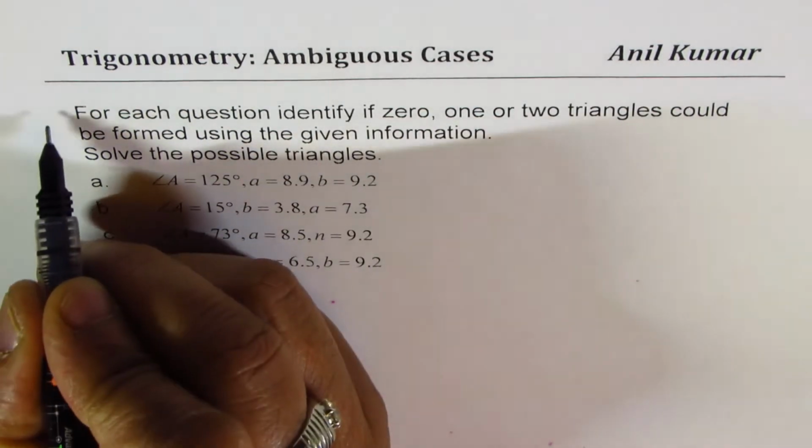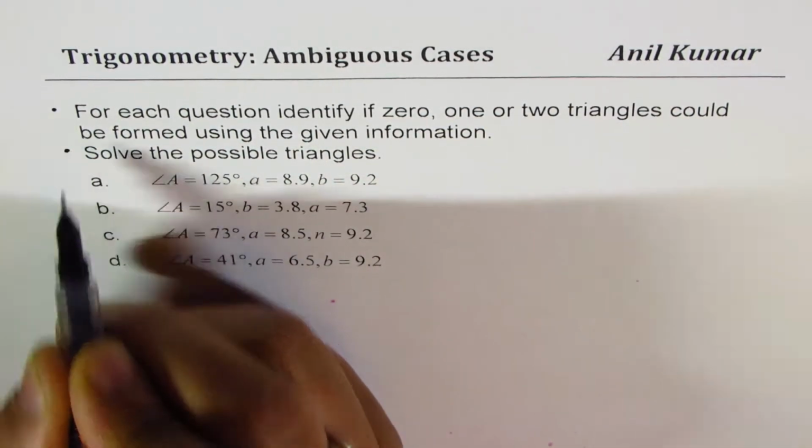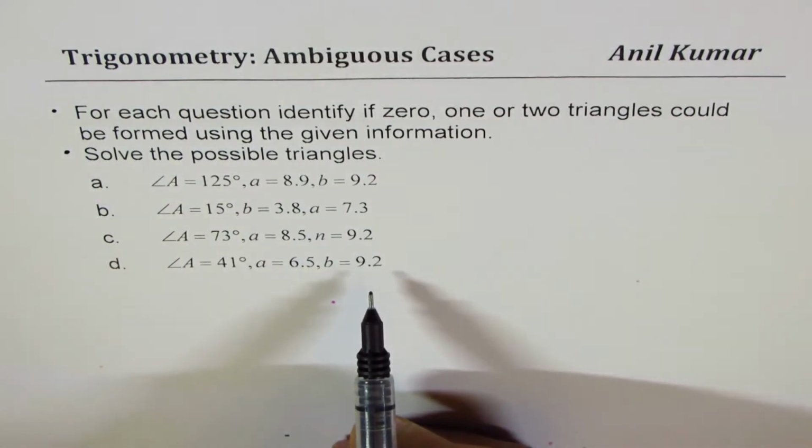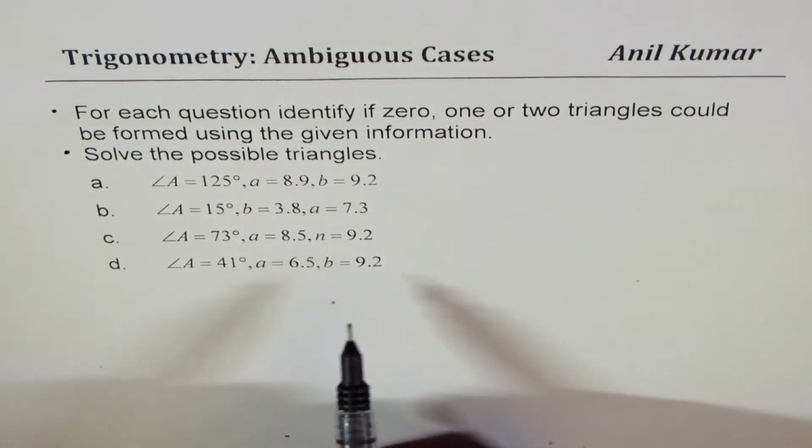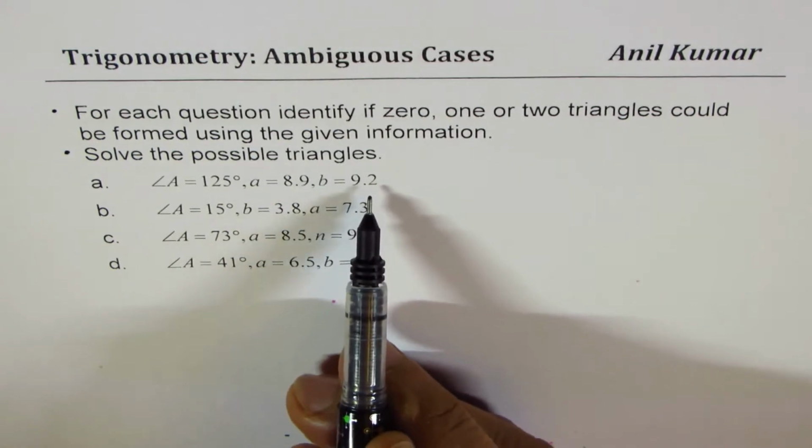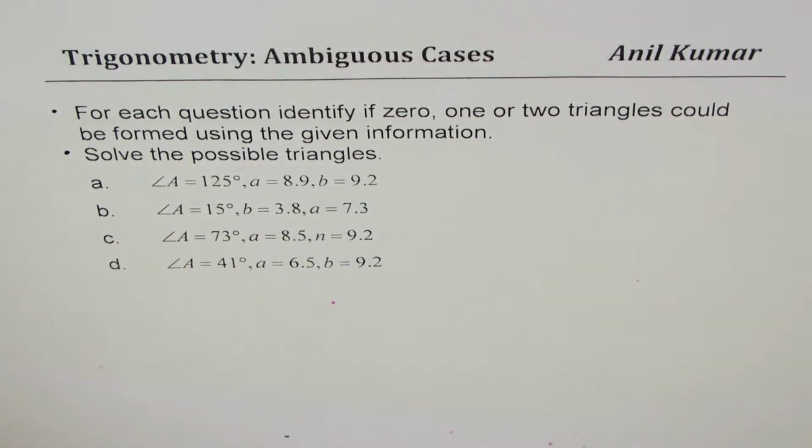So we have two parts to this. First part is we have to only find out the number of triangles which can be formed. And the second part is solve the triangles which can be formed, right?